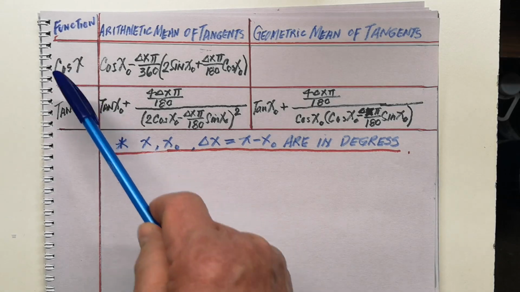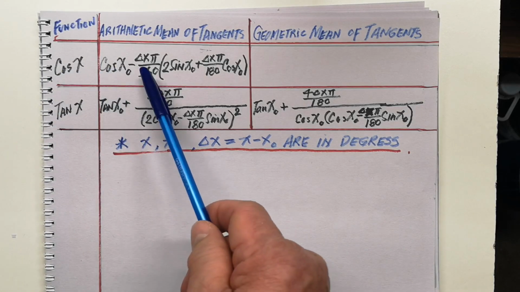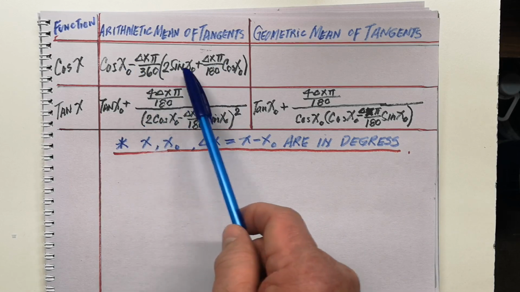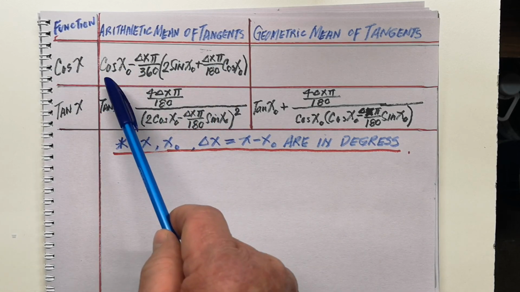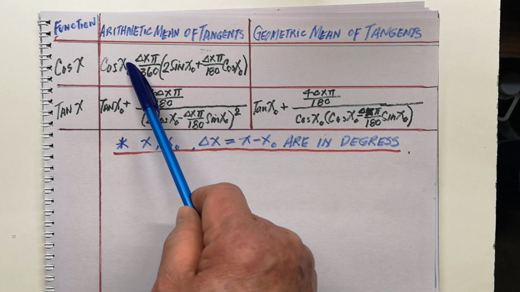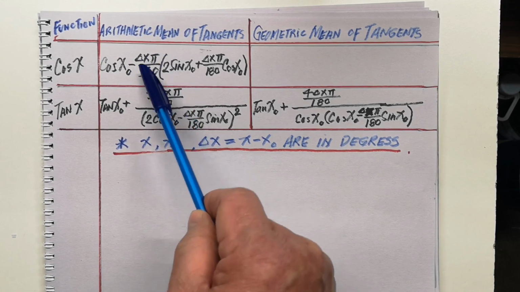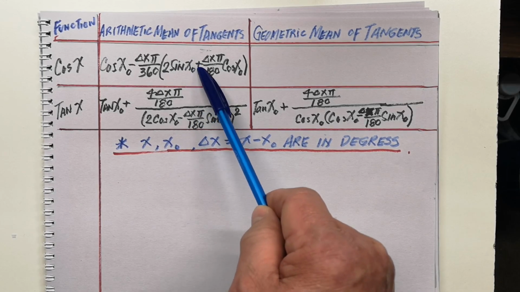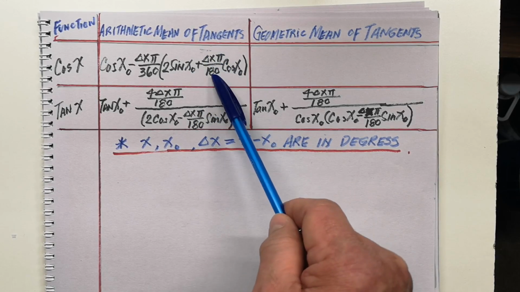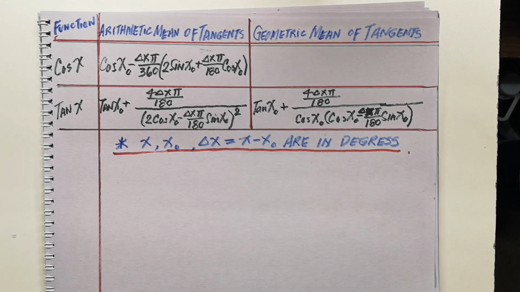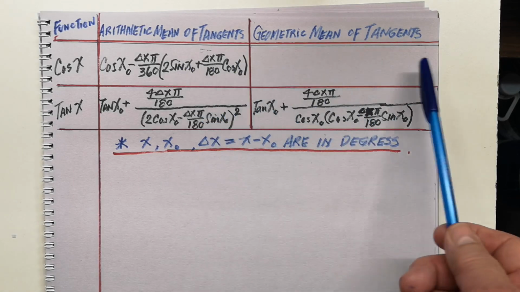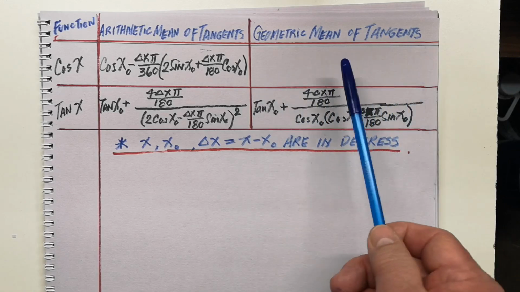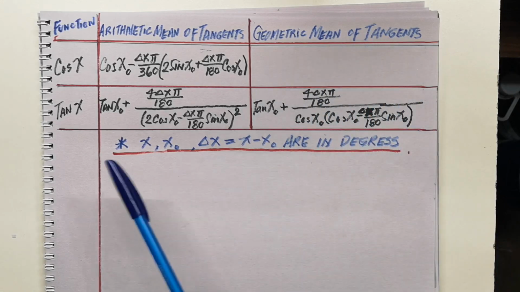For cosine x, it's almost similar to the sine x, except there's a minus here. So cosine x is equal to cosine x sub 0 minus delta x pi over 360 multiplied by 2 sine x sub 0 plus delta x pi over 180 times cosine x sub 0. And the geometric mean, I find it not very convenient to work on this.